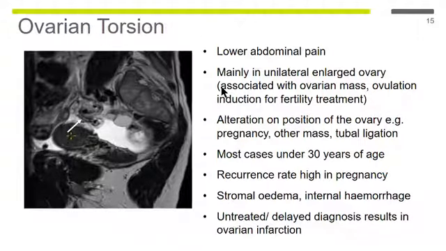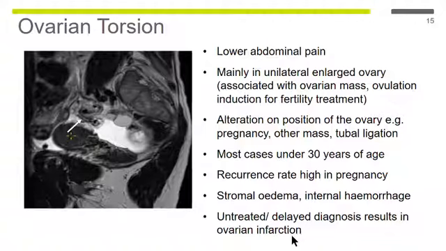Ovarian torsion presents, as I said, with an acutely unwell patient. Usually, the patient has had an enlarged ovary because of a mass or other reasons, such as fertility induction or tubal ligation. Most patients are young. They get stromal edema and internal hemorrhage within the ovary. It's really important because the sequelae of these can be devastating.